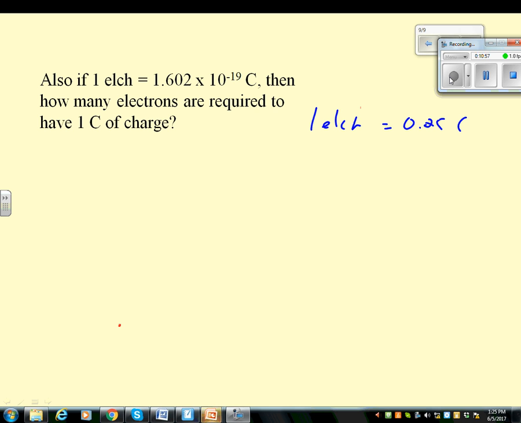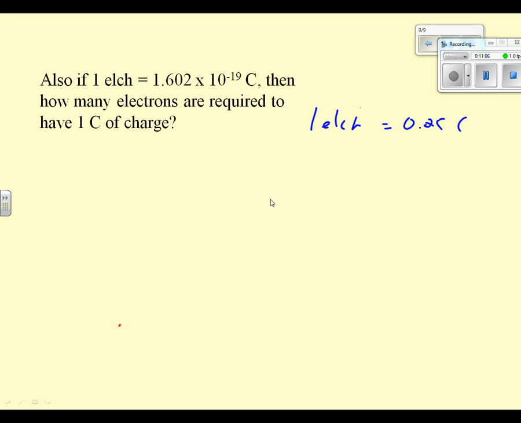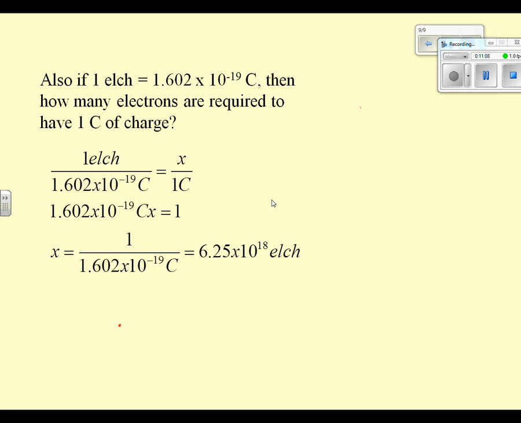So instead of going 1 divided by 0.25, we're going to go 1 divided by 1.602 times 10 to the minus 19. You can set it up as a ratio or proportion if you want, which is what you learned in junior high. I know you did.